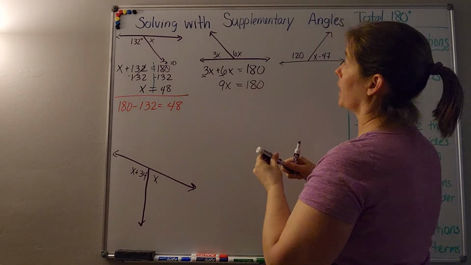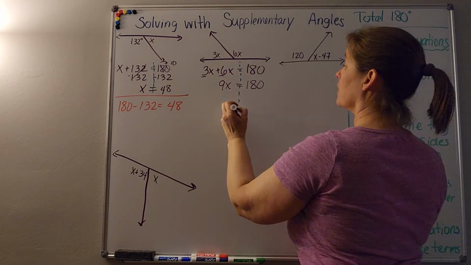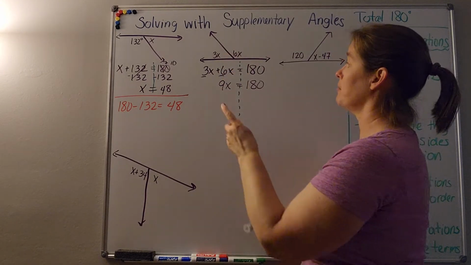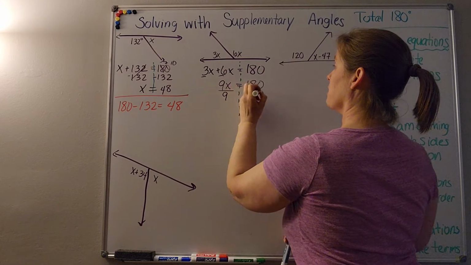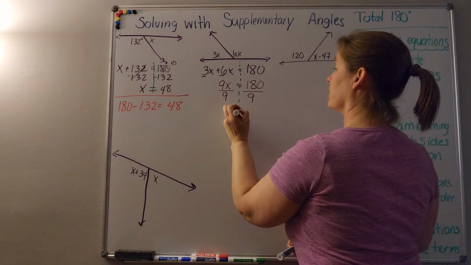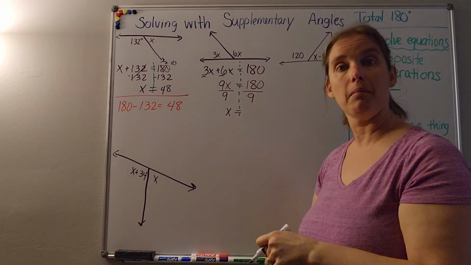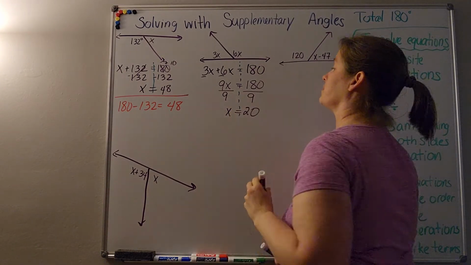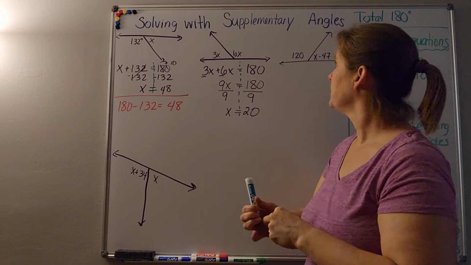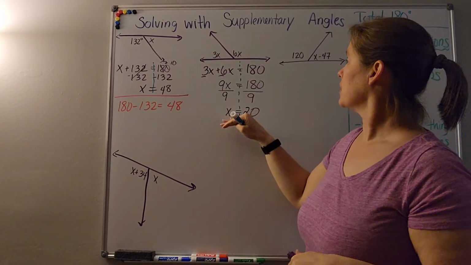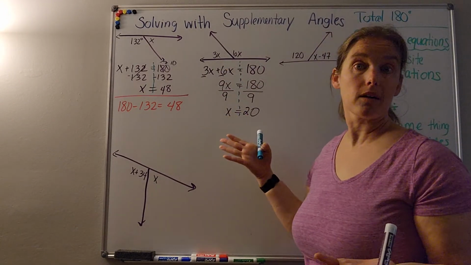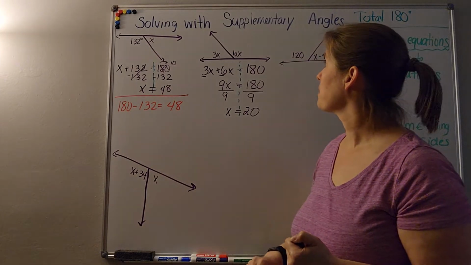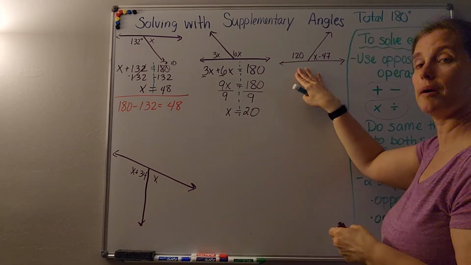So that means when I go to solve, I'm going to divide both sides by 9, keeping it balanced, and figure out that x, 180 divided by 9, you could figure this out, is 20. Okay, so combine like terms, solved. When we combined our like terms, it turned into a one-step equation. All right, let's take a look at this one.